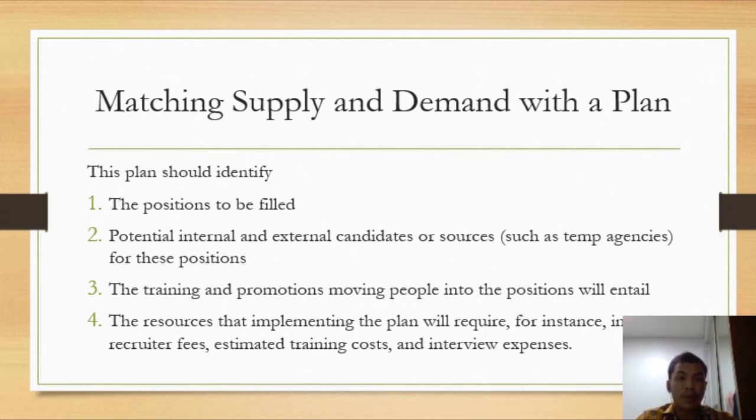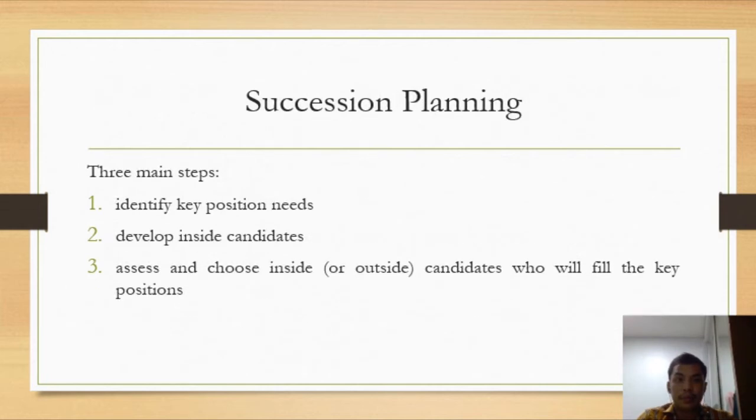This plan should identify the position to be filled, and second, potential internal and external candidates or sources, and third, the training and promotion that moving people into the position will entail, and fourth, the resources that implementing the plan will require, and then succession planning. Succession planning involves developing a workforce plan for the company's top positions.